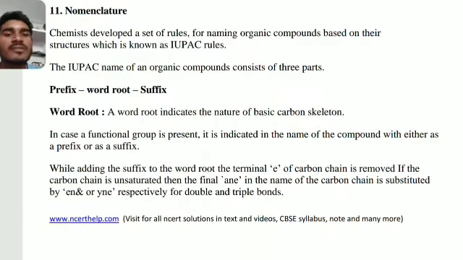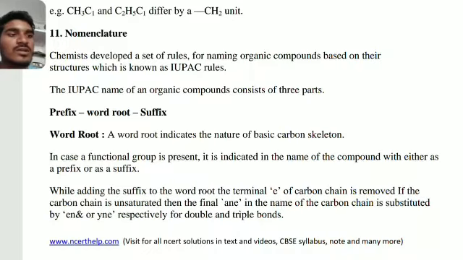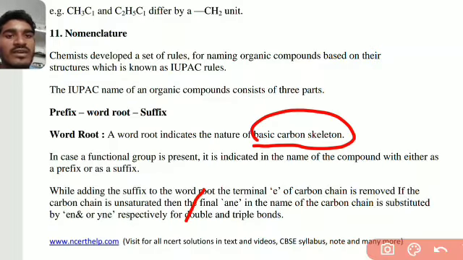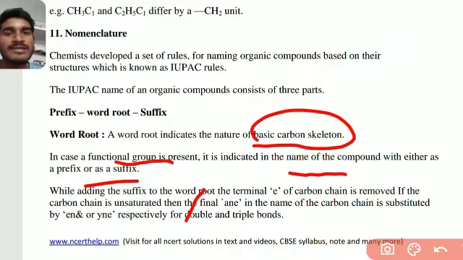Okay, this is a basic need of word root, so we can understand everything here. Word root indicates the nature of the basic carbon skeleton. In case of a functional group present, it indicates the name of the compound with either a prefix or a suffix. Okay, before that we go to the table map.